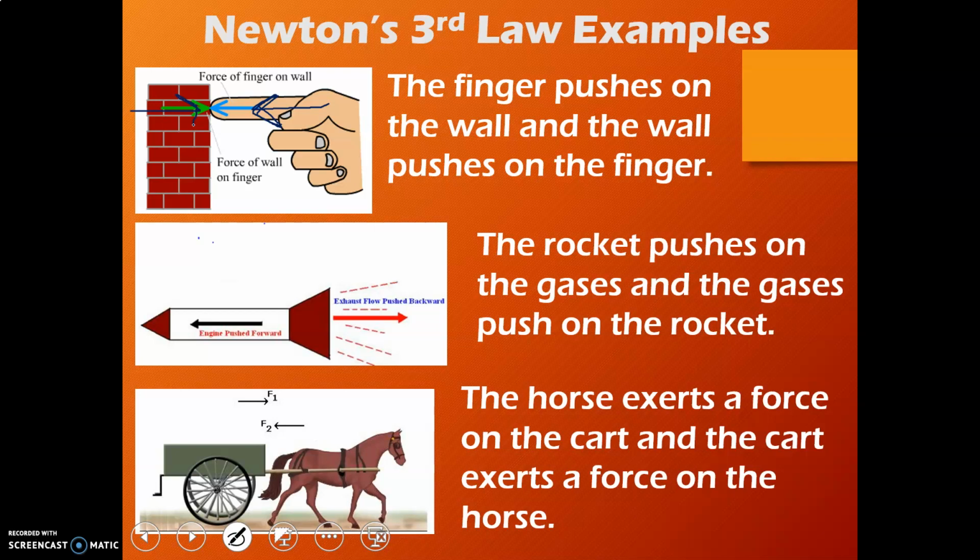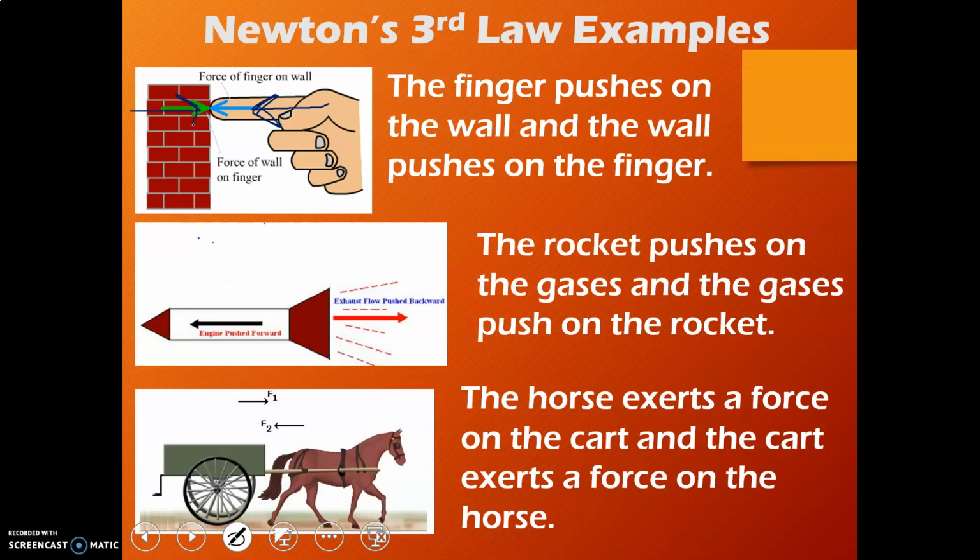So notice, action-reaction doesn't necessarily mean that something is moving. It just means that there are two forces, a pair of forces, that are acting on two objects, and they're being applied oppositely. So the finger's pressing on the wall, and the wall is pressing on the finger. All right, let's look at the second example.